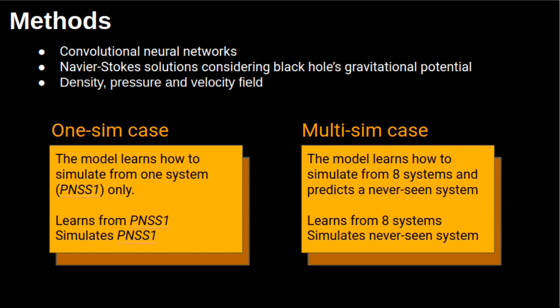We have two cases. One of them is the one-simulation case, where the model learns from one system only and simulates this same system. In the multi-simulation case, we fit 8 different systems, but the physics is the same. The only difference between them is the initial conditions. We want the model to predict a system it never saw before, so it simulates a never-seen system.